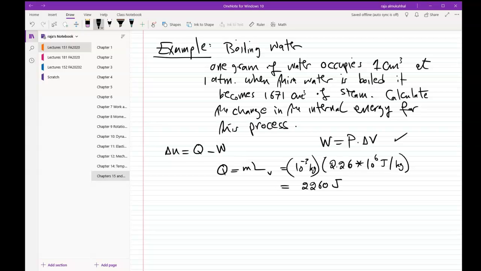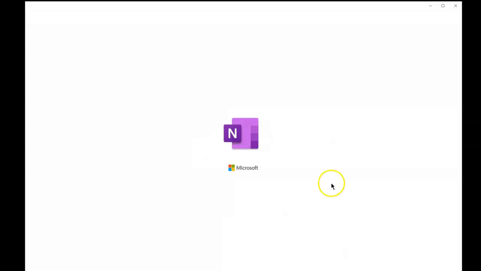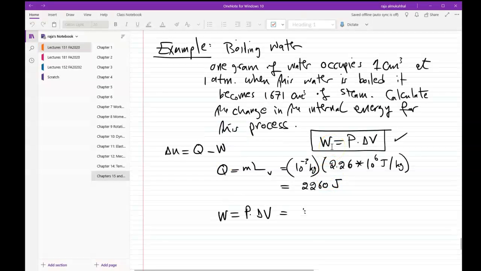And the work, I just go back and take this one right here. So that's P delta V. And the pressure is 1 atm, which makes it, just convert it into, whoops, I'm having difficulty erasing again. Bear with me, I'm sorry. Here is how I'm going to do it without cutting the video. Basically, you quit OneNote, and you bring it back again, and the stupid thing would work. Let's do it again. It should work now. I don't know why it does that.